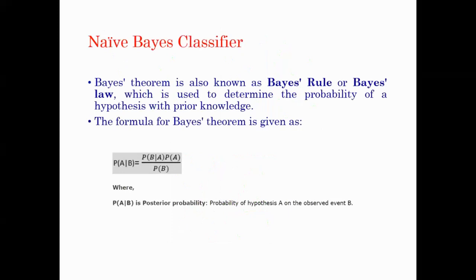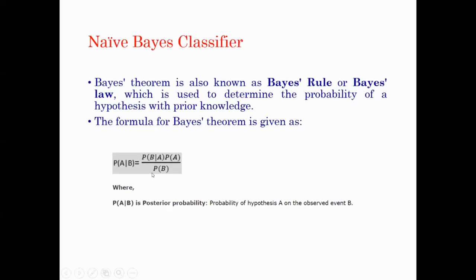Then the Naive Bayes classifier is based on the Bayes theorem, which is a conditional probability. It is used to determine the probability of a hypothesis with prior knowledge. Both the prior probability and the likelihood will be used to build the model. Then you will use the posterior probability to predict.